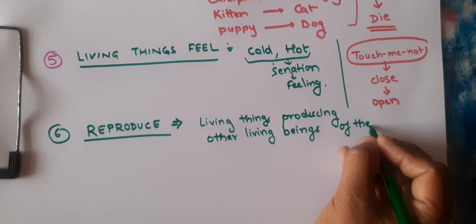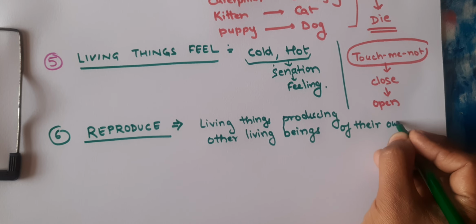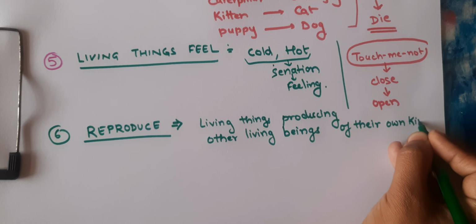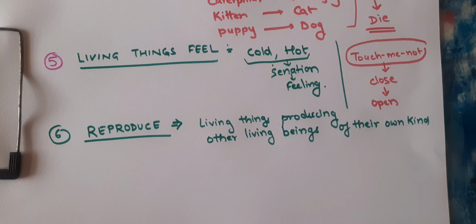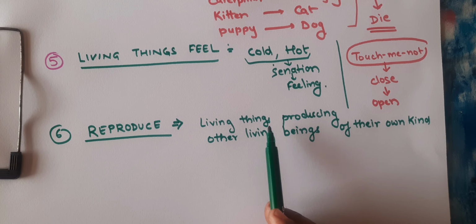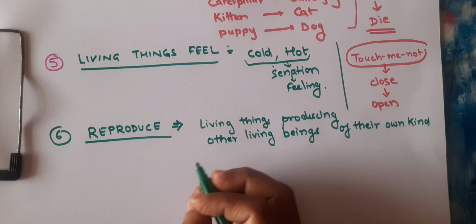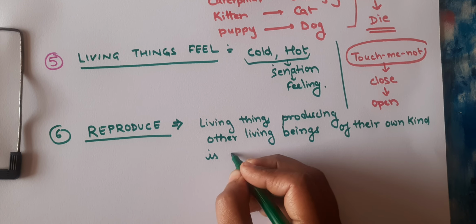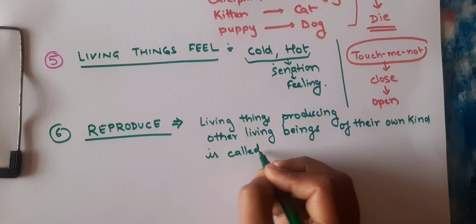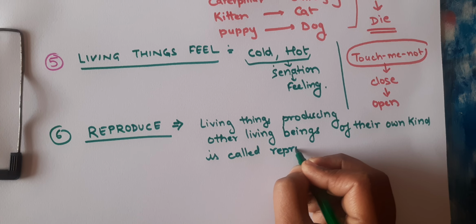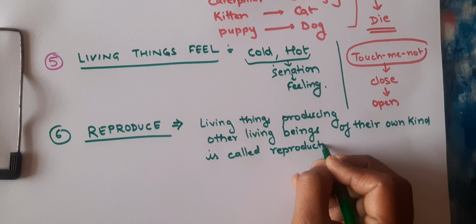Of their own kind. Own kind means, I will explain. Let me finish the definition. The living things producing other living beings. Living beings means they have a life of their own kind is called reproduction, okay. After writing this, I will repeat the definition again for you.